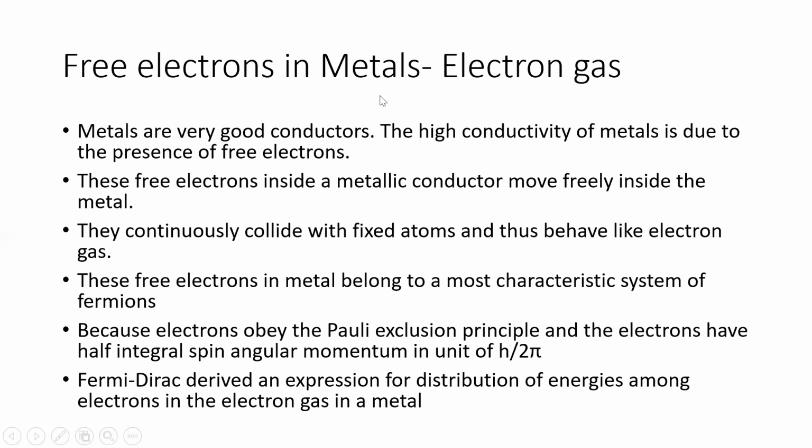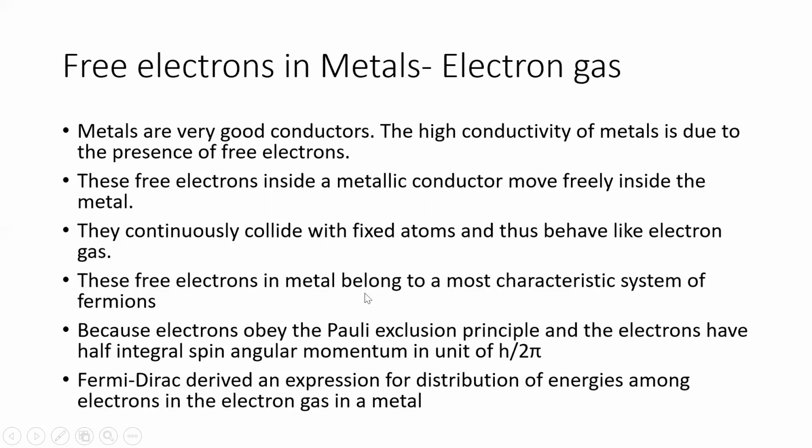Free electrons in metals. We know that metals are very good conductors. The high conductivity of metal is due to the presence of free electrons. These free electrons inside a metallic conductor move freely inside the metal, and in this way, these free electrons contribute to the conductivity of the metal. They continuously collide with the fixed atoms and thus behave like an electron gas.